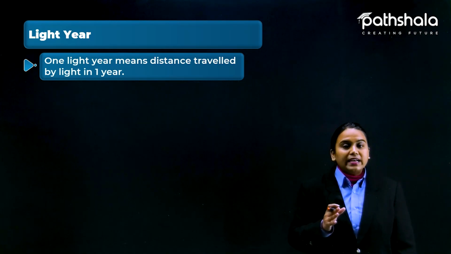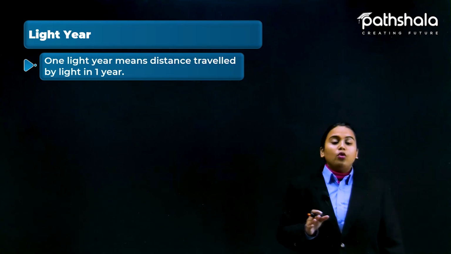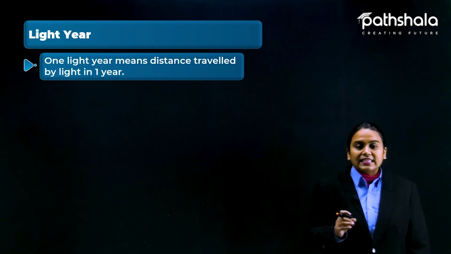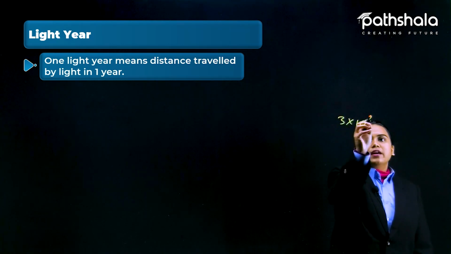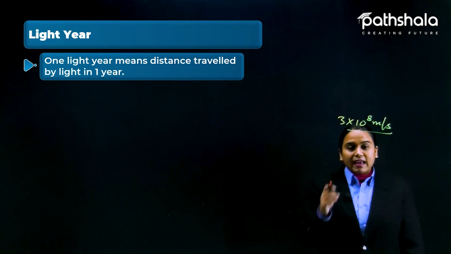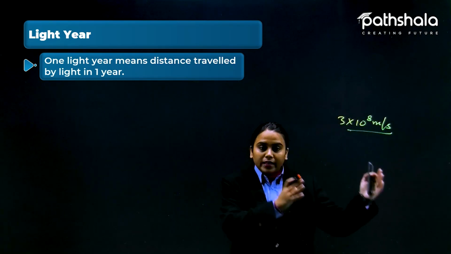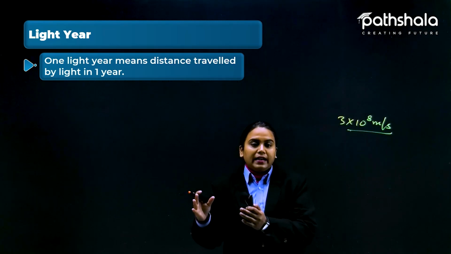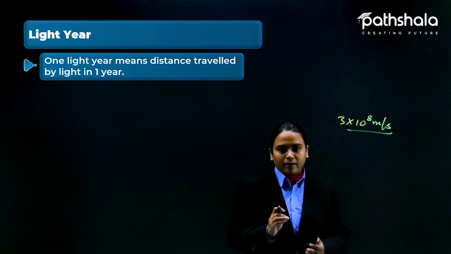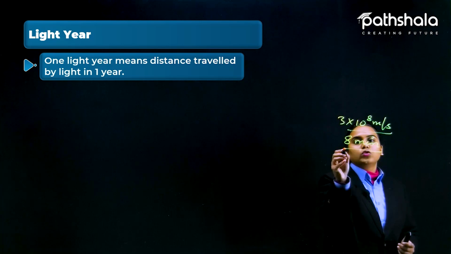So 1 light year means the distance traveled by light in 1 year. You know that the speed of light is very big, 3 multiply 10 to the power 8 meter per second, and that is so fast that it covers the distance from the sun to the earth in almost 8 minutes.